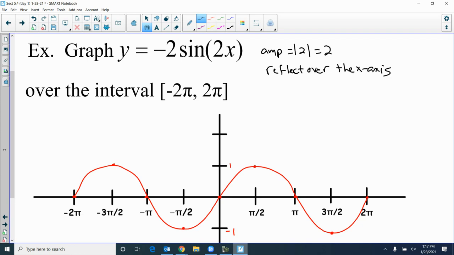And then this 2 with the x, it's going to change the period. So the period will be now 2 pi divided by 2, which is pi, which will do a full cycle. A full cycle from 0 over an interval of pi. Now it's not shifted left or right, which helps a little bit.